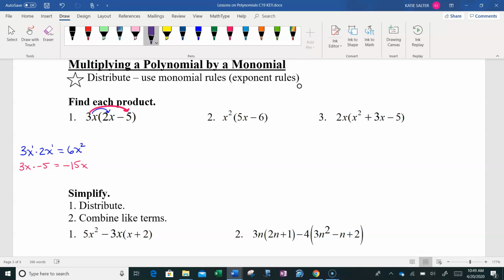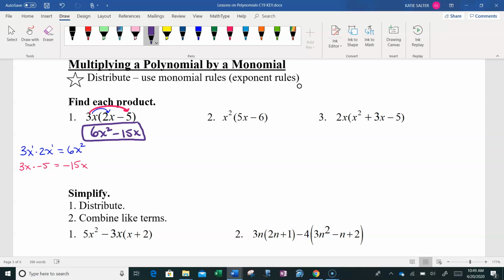So 3x times 2x gives us 6x squared, and 3x times negative 5 is negative 15x. Notice these are not like terms, so we are done. We cannot combine x squared with x. Also notice that they are in descending order. We have our x squared term, then our x term. So some of the problems in the program we're using says to put your answer in standard form, so it's really important that if it's not, that you rearrange the terms before you type it in.